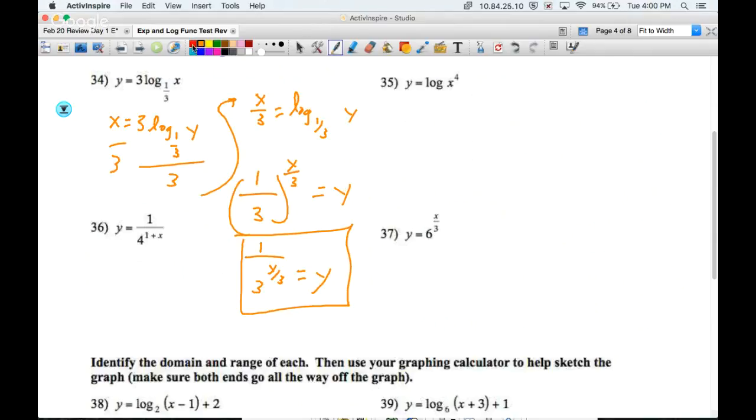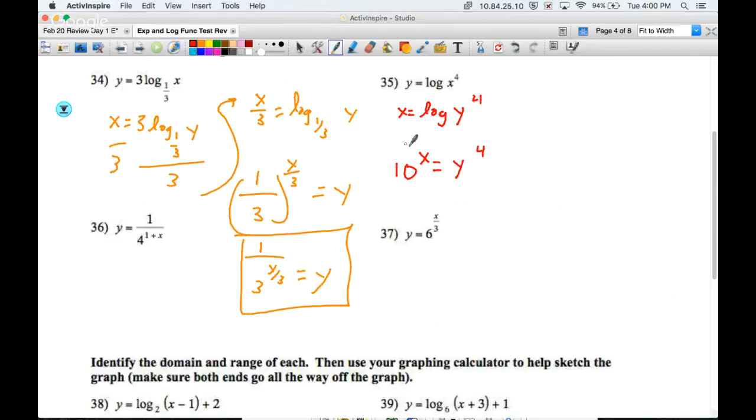Let's look at 35. Step 1, swap x and y. Step 2, isolate y. So this is going to become 10 to the power of x equals y to the 4th. Notice, although the base of this logarithm wasn't written, it was a 10. That's always the default base of a logarithm.